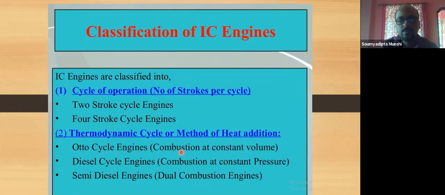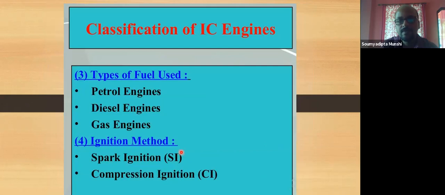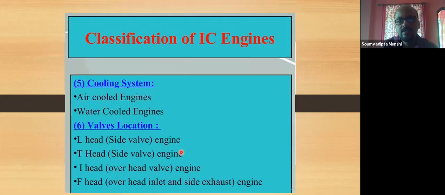Again, regarding the cycle of operation, there are two types: 2-stroke and 4-stroke. The method of heat addition: Otto cycle, diesel cycle, and semi-diesel cycle. According to the fuel used: petrol engine, diesel engine, gas engine. According to the ignition method: spark ignition, compression ignition. According to the cooling system: air cooled engine and water cooled engine. According to the valve location: L head, T head, I head, F head.